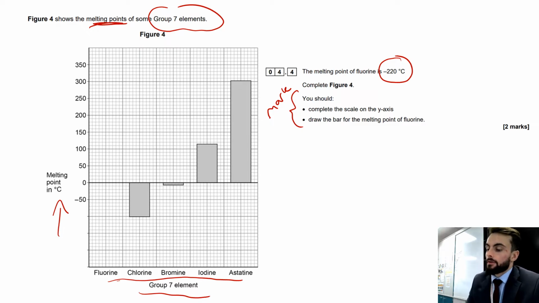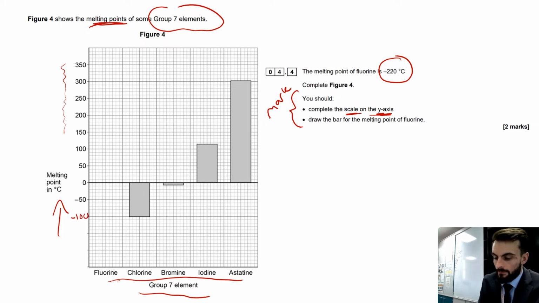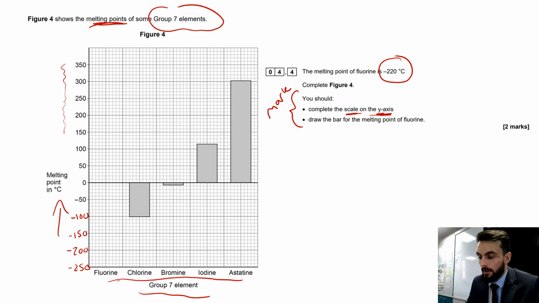So first thing we need to do, we can't plot a graph without a scale on the y-axis. Otherwise, you've got no idea what you're plotting. So you just look at all of these numbers down the side. It's going down in 50s each time, using one of the thick lines each one. So we carry it on all the way to the bottom: 0, minus 50, minus 100, minus 150, minus 200, and then minus 250. You would get 1 mark for doing that, and you can tick it off as you do it.